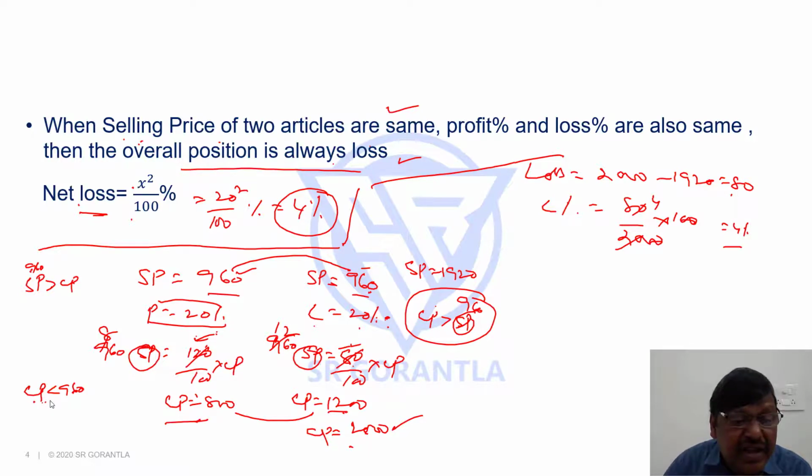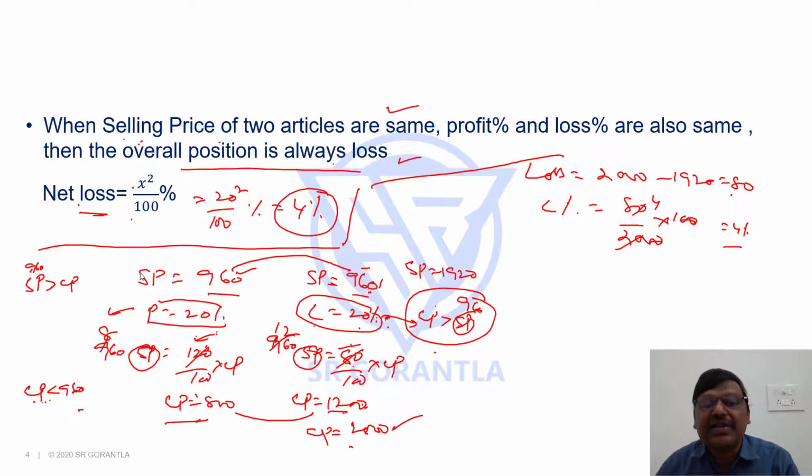The cost price in the first case is less than 960, so the cost price in the second case is more than the cost price in the first case. Hence 20% value in the second case is more than 20% value in the first case, that is why it is always a loss. This is the background behind the shortcut, right? However, I wanted to write down this shortcut and use it wherever possible so that we can save precious time in the examination.